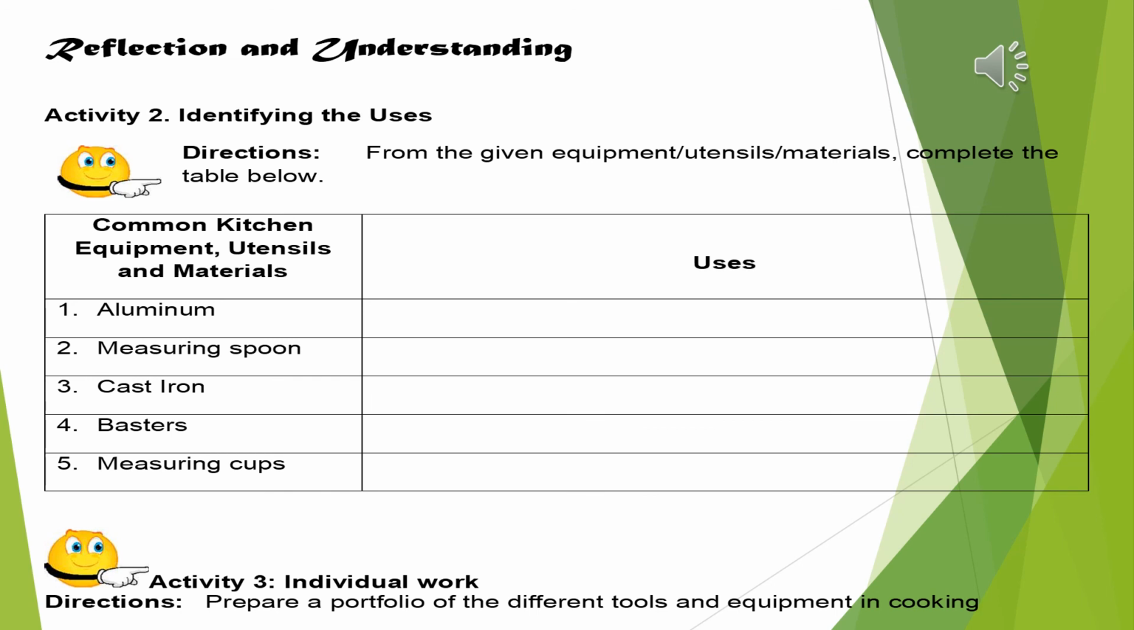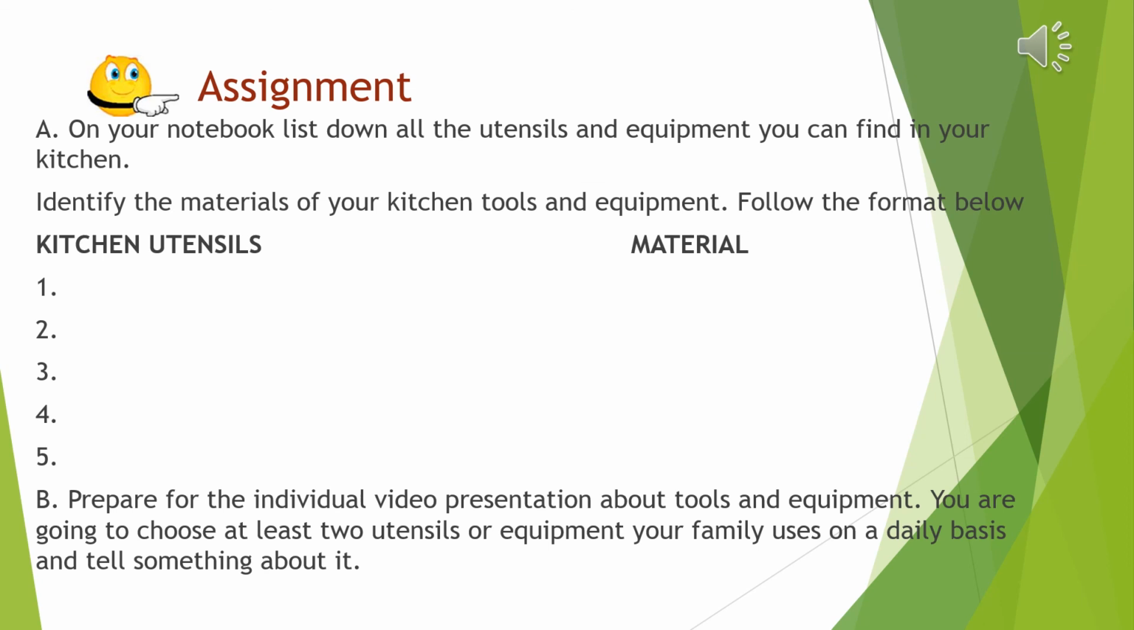Now let's go to activity number 3, which is individual work. Directions. Prepare a portfolio of the different tools and equipment in cooking. Now for your assignment, in your notebook, list down all the utensils and equipment you can find in your kitchen. Identify the materials of your kitchen tools and equipment. Follow the format below. Now we have 2 columns here. In the first column, write down at least 5 kitchen utensils. And in the second column, write down its material.